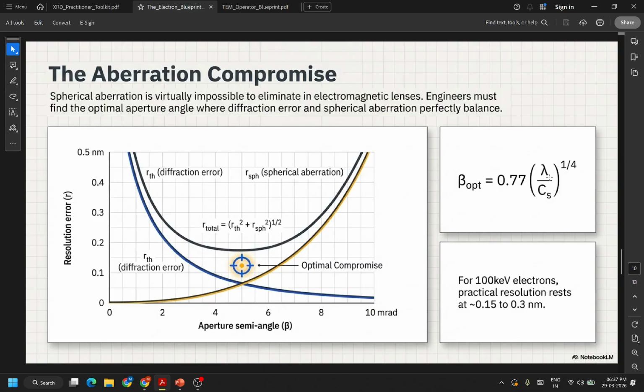So beta optimum comes out to be 0.77 lambda by Cs, to the power of 1 by 4. So for 100 kilovolt electrons, practical resolution rests at 0.15 to 0.3 nanometers. So even though the wavelength is very small, like in picometers, the practical resolution is still in angstroms, almost the size of an atom.